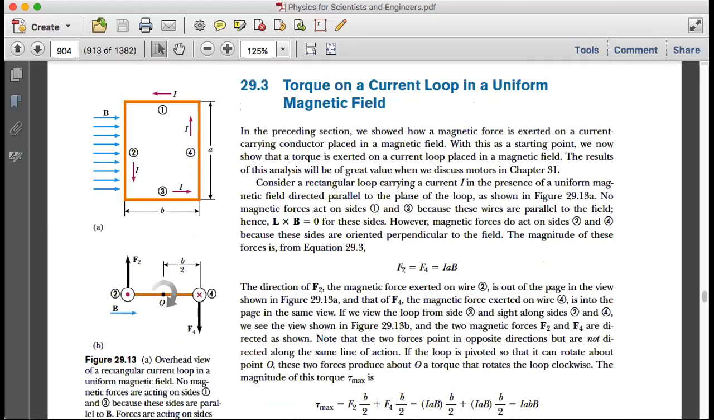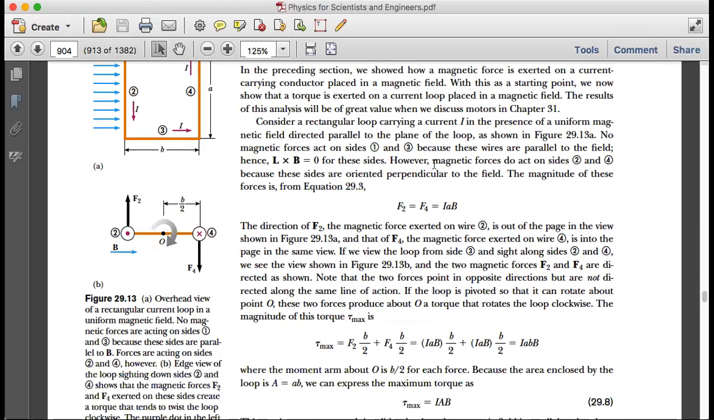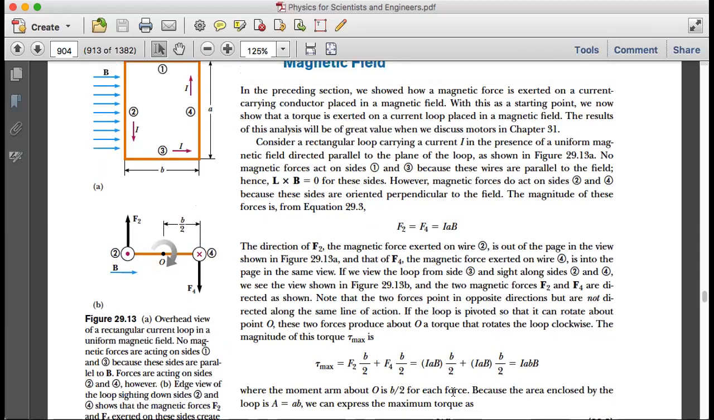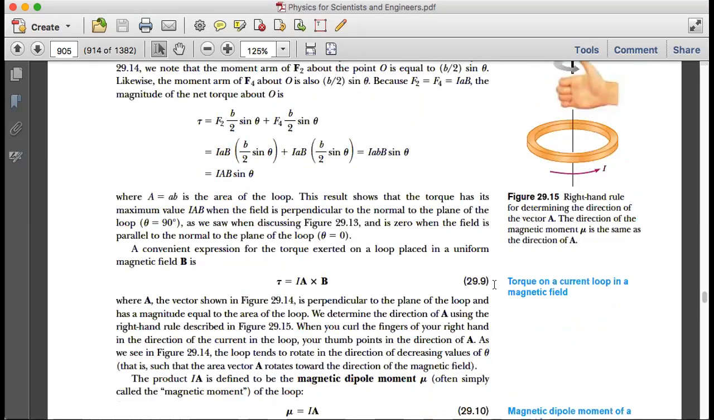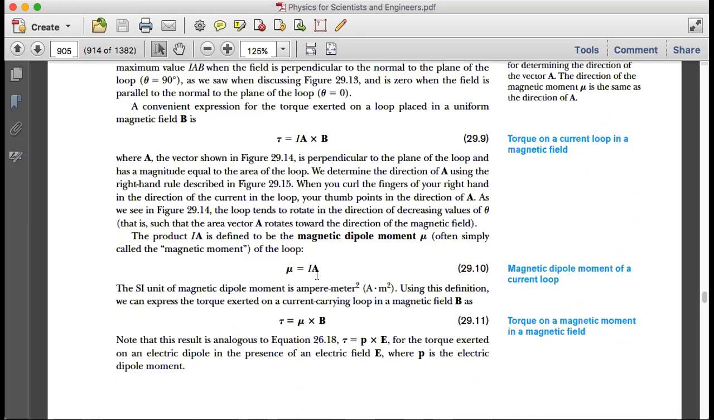Ini contohnya, kita ambil yang persegi panjang dulu. Didapatkan bahwa F2 dengan F4 itu sama, IaB. Kalau kita hitung torsinya, itu adalah I a b kecil kali B besar. Torsi maksimum itu adalah IA kali B. Dan I kali A itu kita sebut momen dipol magnetik. A vektor itu adalah A kali vektor normalnya. Sedangkan torsinya di sini adalah mu cross B.